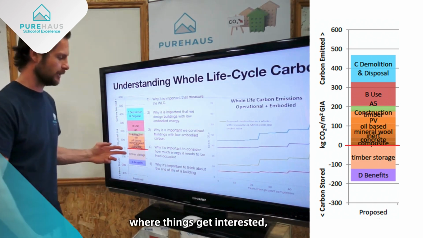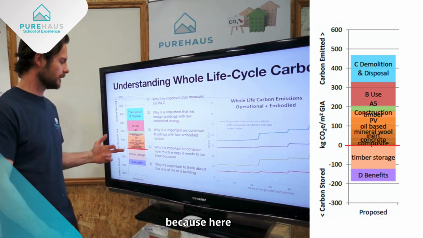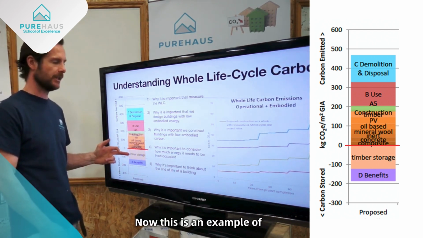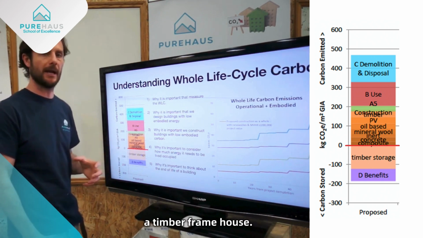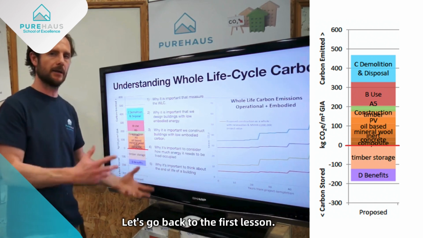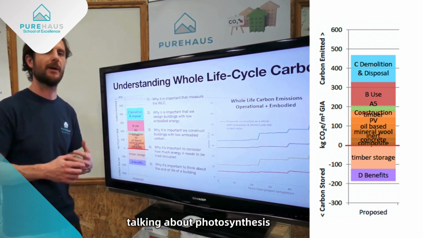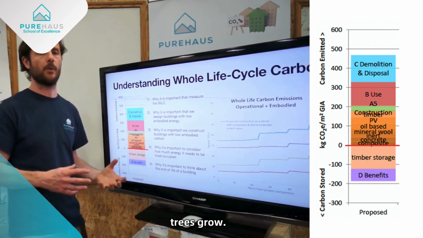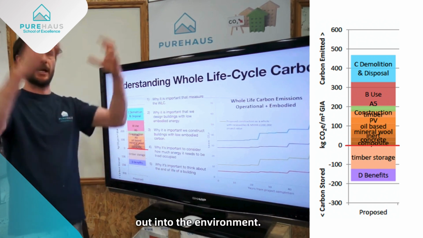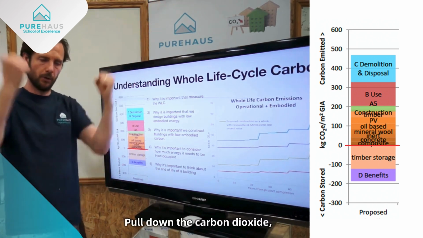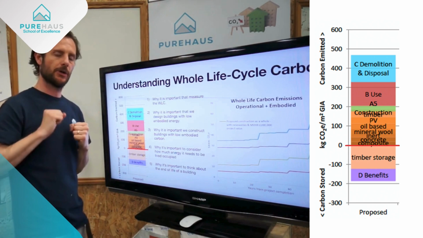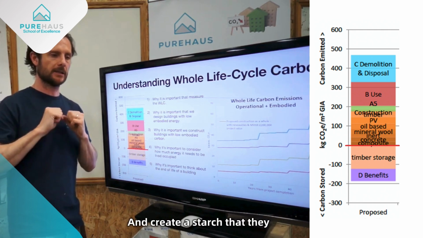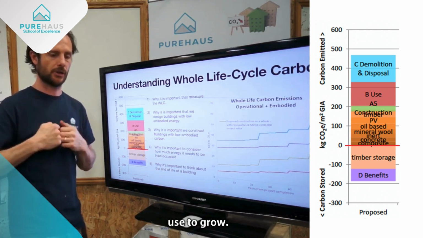Now below the red line is where things get interesting, because here you'll see that this is timber store. Now this is an example of a timber frame house. Let's go back to the first lesson. We were talking about photosynthesis and we were talking about how trees grow. So trees reach out into the environment, they pull down the carbon dioxide, release oxygen, and create the starch that they use to grow.